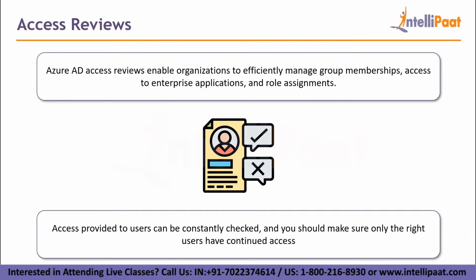So let's say it's a password administrator. So 10 users should have the password administrator assignment. Now you do an access review and you figure out that there are 12 users who have it. So now you can remove those 2 users who shouldn't have access to that particular assignment, or you can deny access for that role assignment to them.